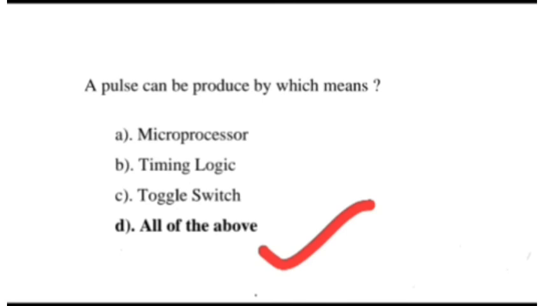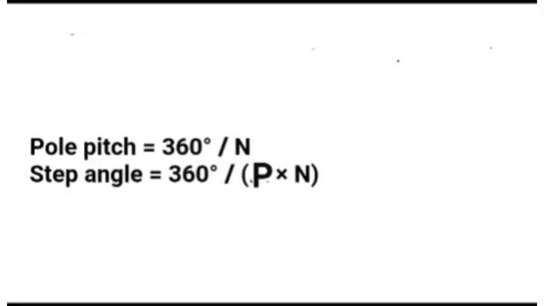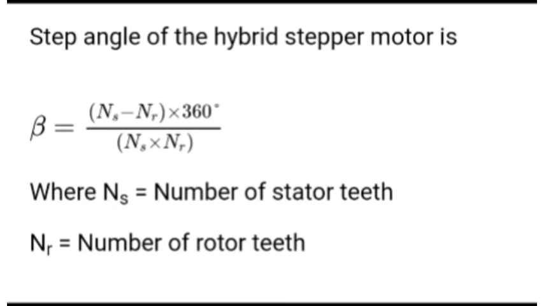Now we are discussing some important points about stepper motor. In stepper motor, pole pitch is equal to 360 degree upon N, and step angle is equal to 360 degree upon P into N. That means step angle is equal to 360 degree upon number of phases and number of poles. Step angle of the hybrid stepper motor is beta equal to (Ns minus Nr) into 360 degree upon Ns into Nr, where Ns is equal to number of stator teeth and Nr is equal to number of rotor teeth.